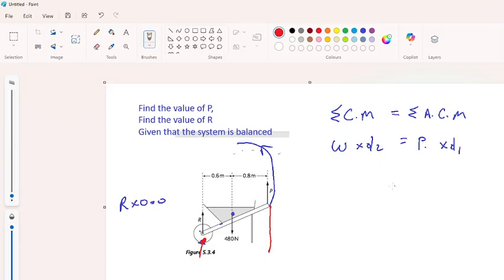And that distance for P is going to be 0.6 plus 0.8. So it's going to be P times 0.6 plus 0.8, which gives me 1.4, right? And then for W, which is your weight, it's the distance from here to that, and W is 480 times 0.6. So we're going to end up with 1.4 P. Give me a second.